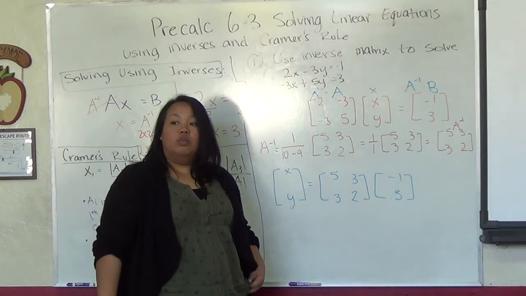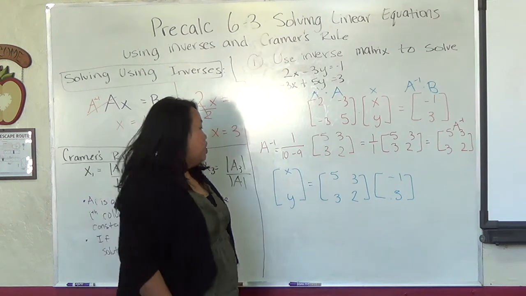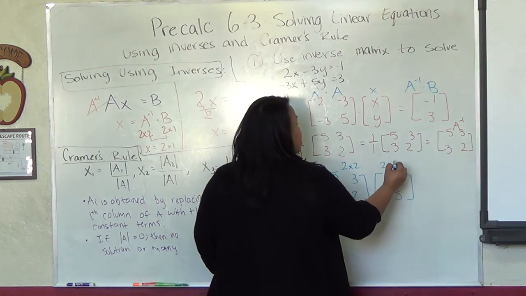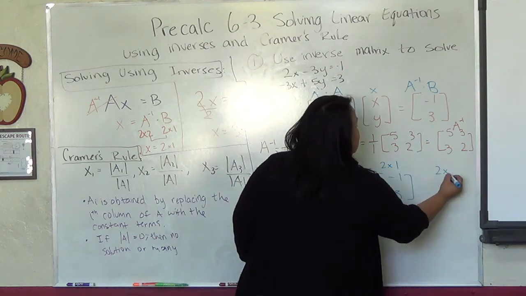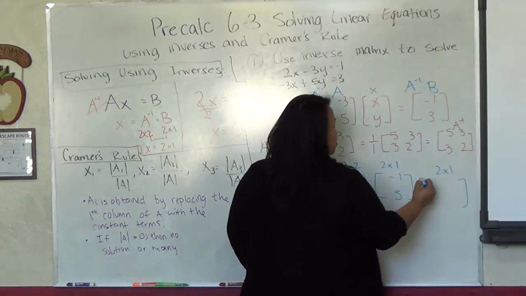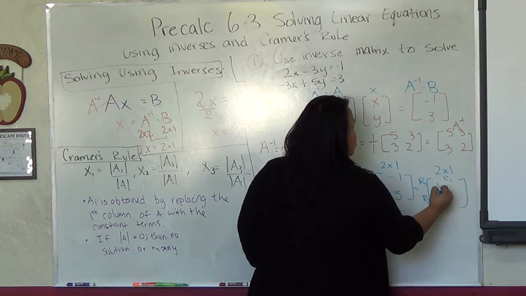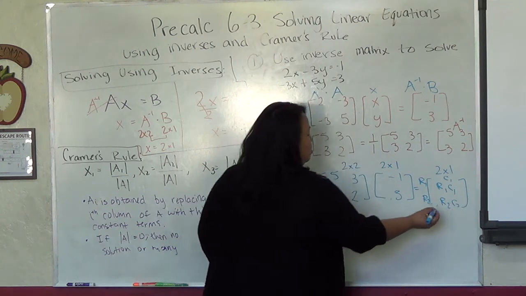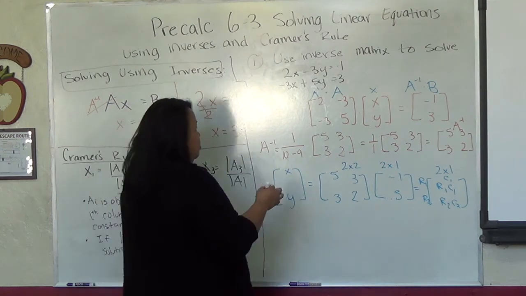Okay, what's the first thing I need to do when multiplying matrices? The key. This is a 2 by 2, and this is a 2 by 1. So my key needs to be a 2 by 1. That means how many rows and how many columns? 2 rows and 1 column. So row 1, column 1, row 2, column 1.